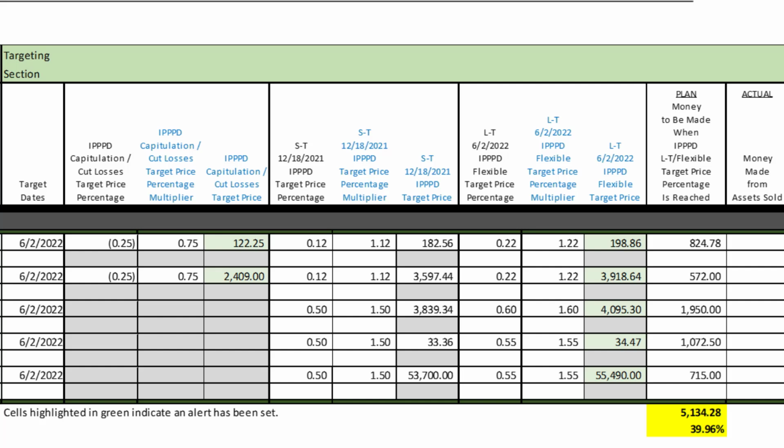Our portfolio simulation has a goal of using $13,000 to generate $5,134, 39.96% of the original $13,000 ventured. This is our planned column. Next to it is the actual column that will be filled with entries when we do the record keeping for the sell trades.